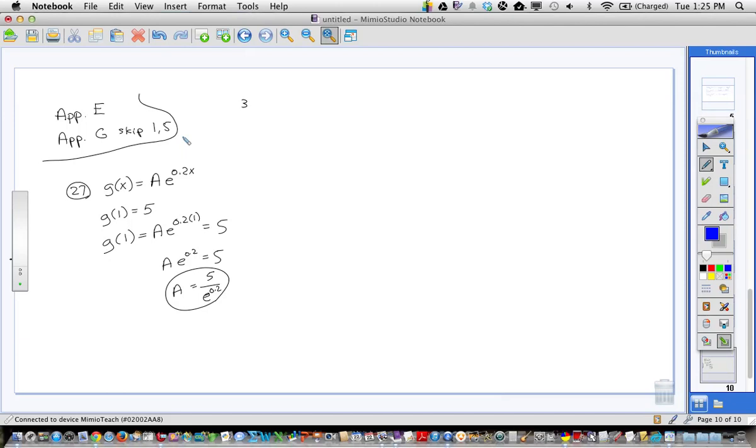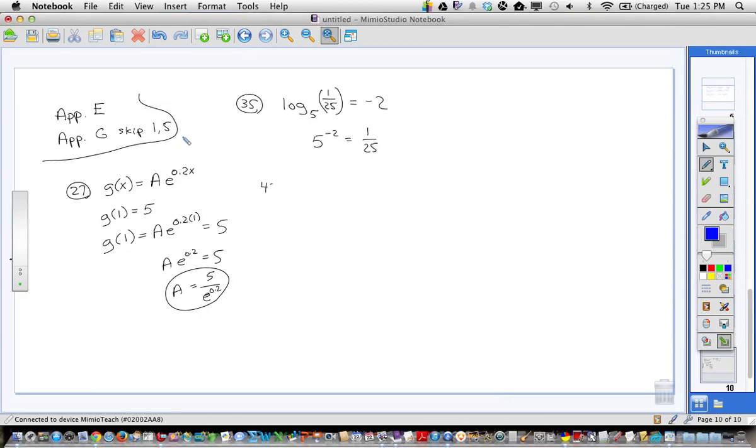Okay, next one, 35. It says to write this in exponential form. They give you this log problem, and they want you to write it in exponential form. The section before this was the reverse: they gave you an exponential and said write it in log form. So what would be the exponential form of this? 5 to the negative 2 equals 1/25. That's all they want you to do. Just stop right there. Write it in exponential form.